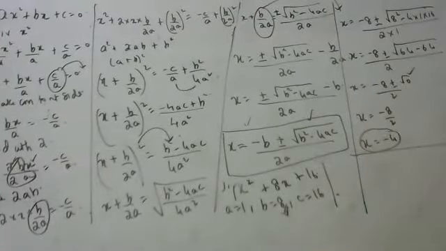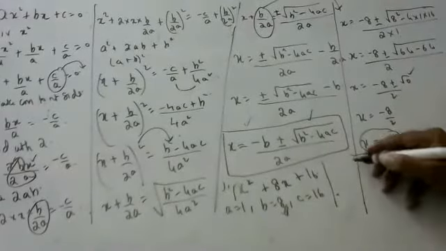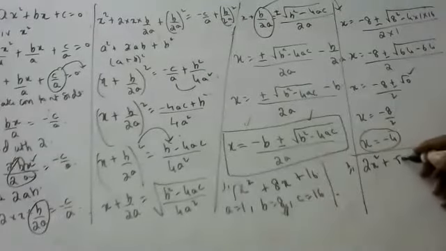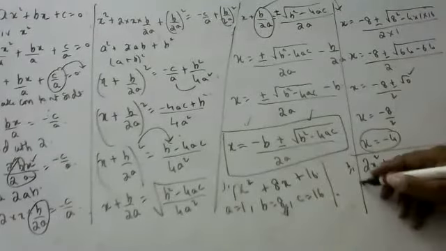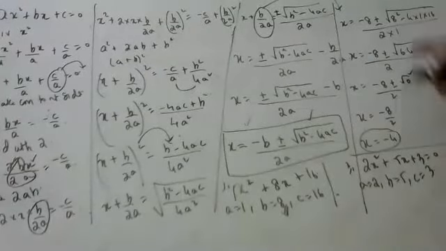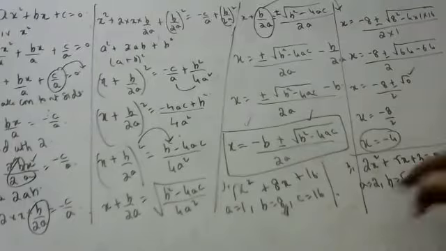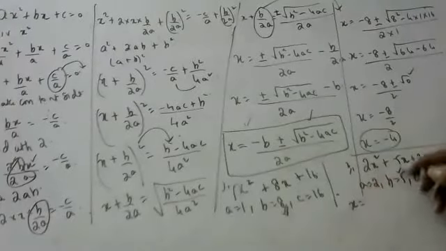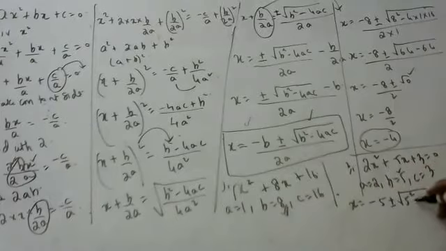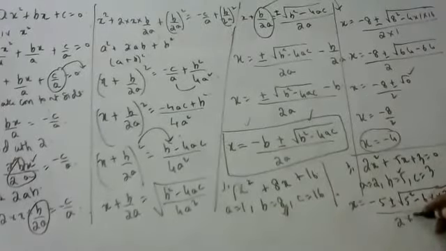Okay, children. One more sum I'm showing, just for your understanding. See here. 2x square plus 5x plus 3 is equal to 0. A is how much, children? 2. B is 5. C is 3. Substitute in this formula, directly you will get the answer, children. How to substitute in this formula? X is equal to minus b means minus 5, plus or minus b square means 5 square, minus 4 into a into c, by 2a. 2a means 2 into 2.